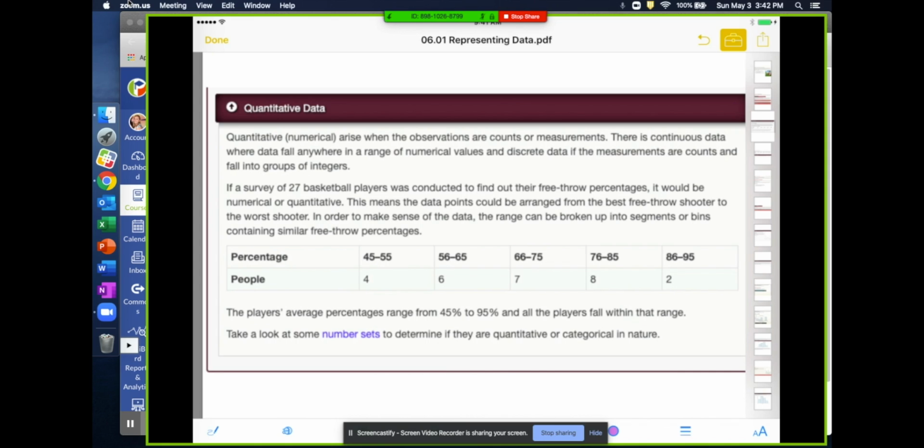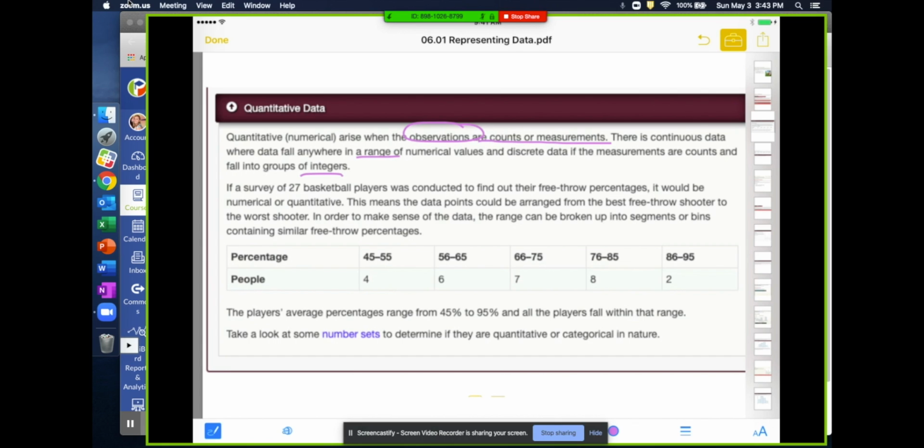Now, our quantitative data is all about the numerical side of it, where it talks about counts or measurements. So you can have your data either organized into specific numbers or integers like 1, 2, 3, 4, depending on what your data is, or it could be in different ranges or groups. So in the example we have here, it's talking about percentages of free throws, and we have 45 to 55%, 56 to 65, and so on with the different ranges of the percentages. So it's kind of a category, but it's numbers. So we call it our quantitative data.